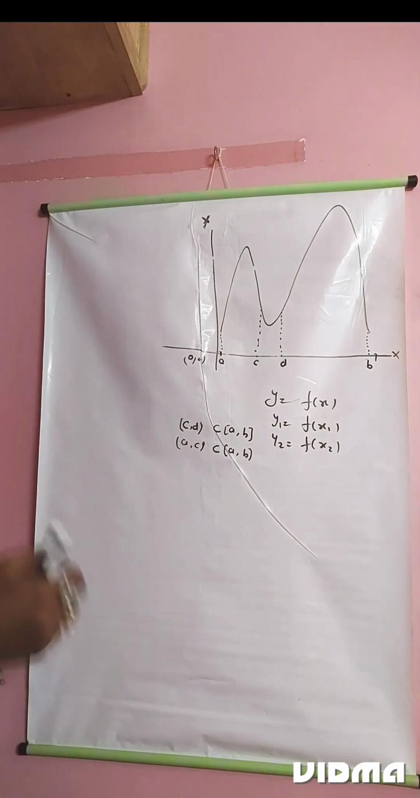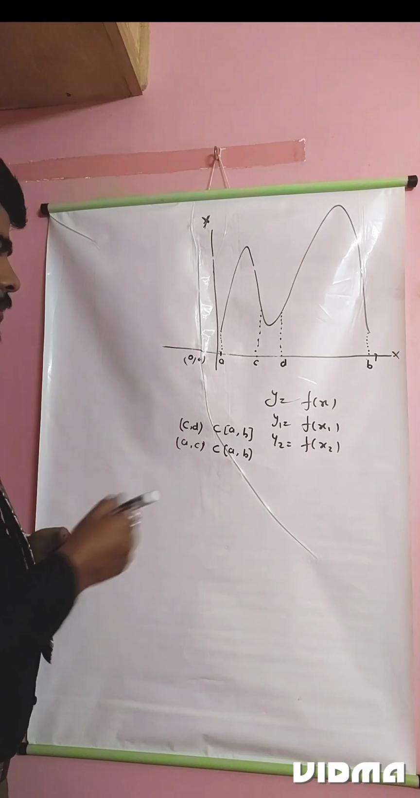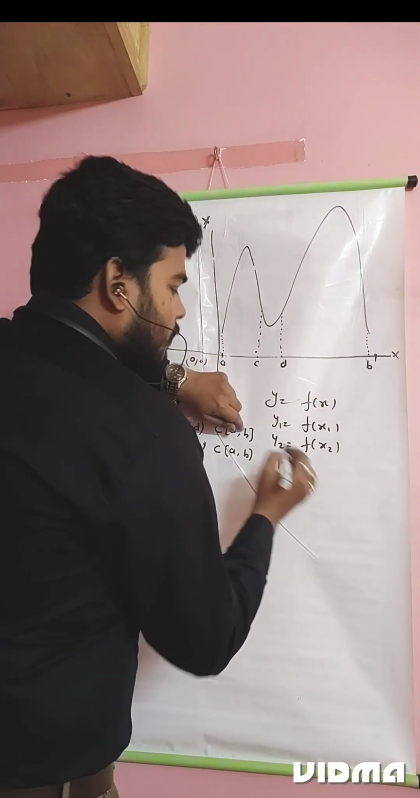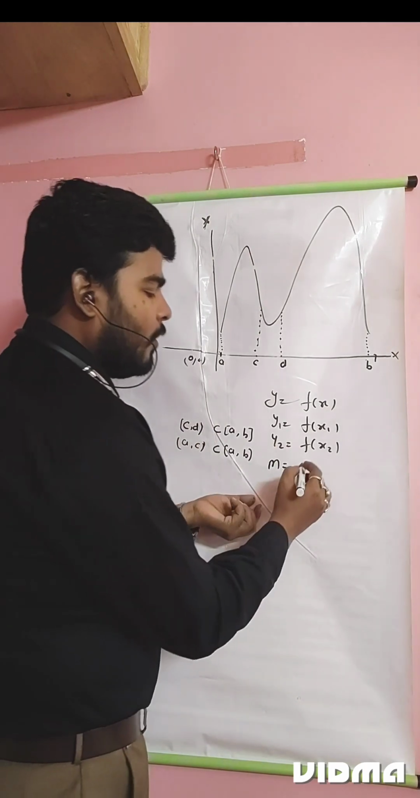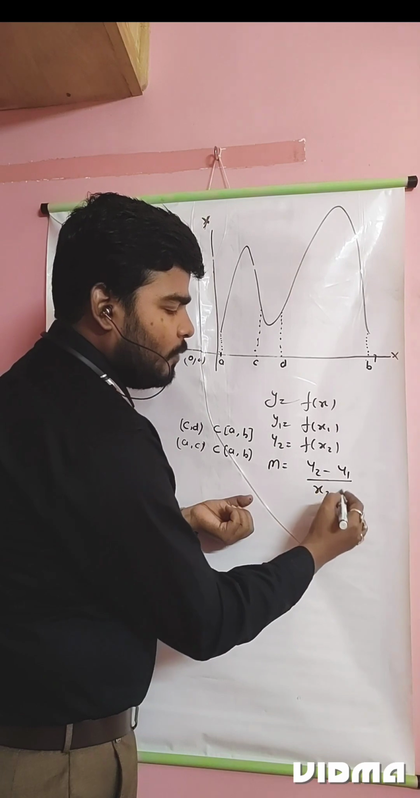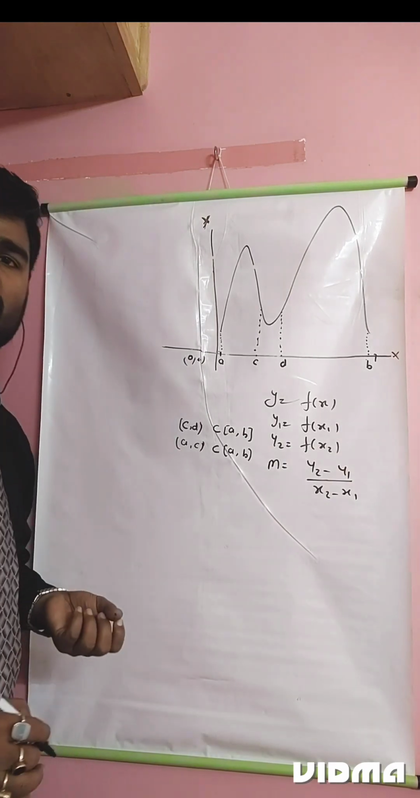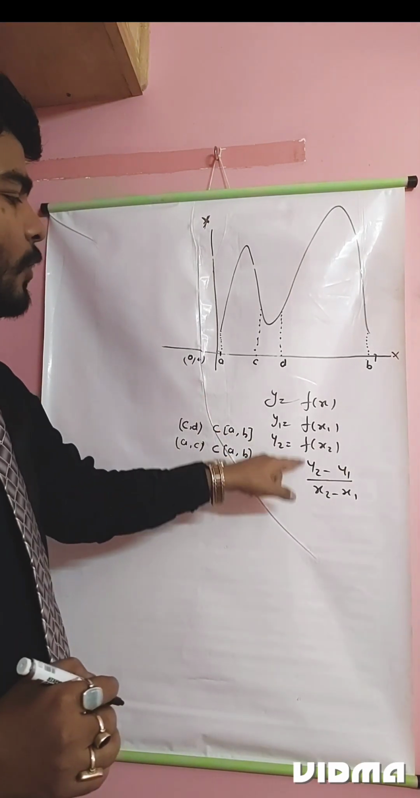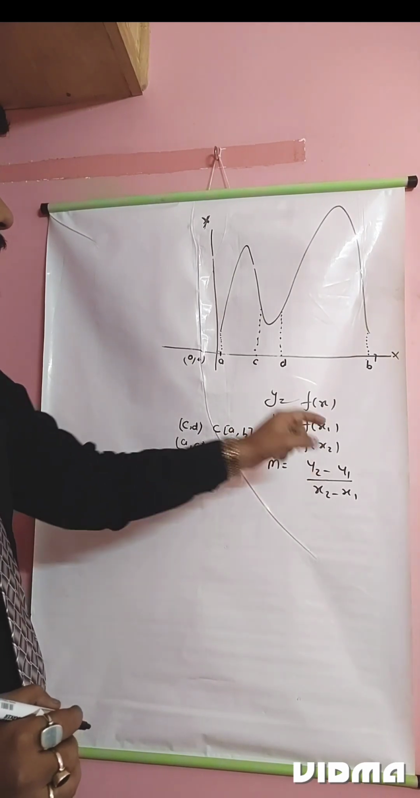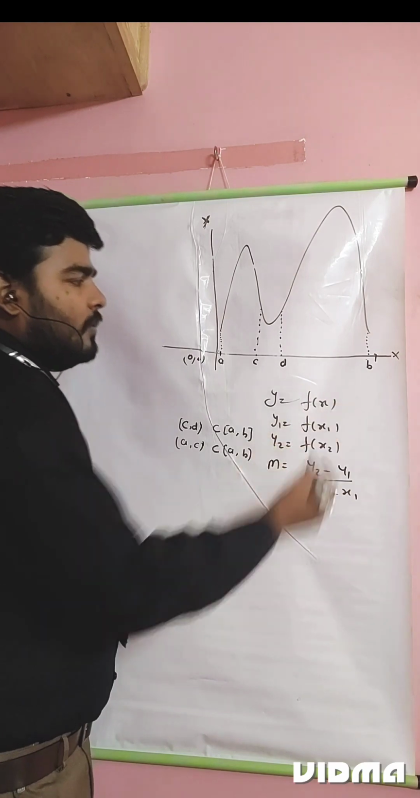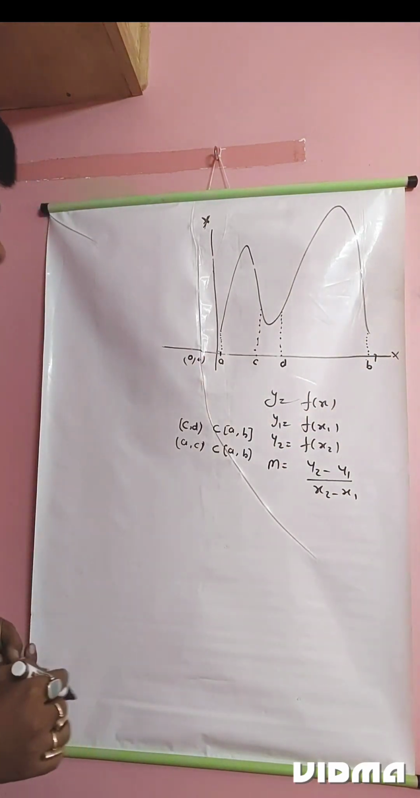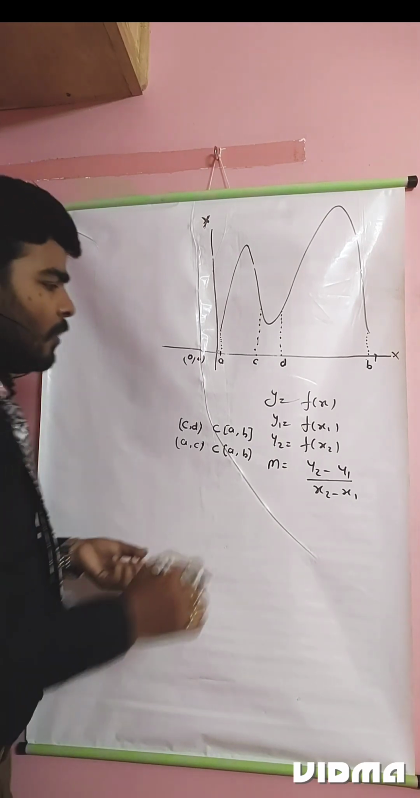So dy by dx, what is dy by dx? In class 11th we have covered a formula m is equal to y2 minus y1 upon x2 minus x1, where y2 is f(x2) and y1 is f(x1). x1 and x2 are the two points on the x-axis at which the curve is defined.